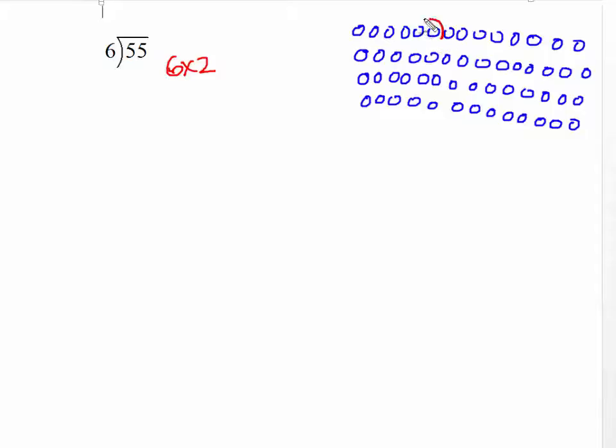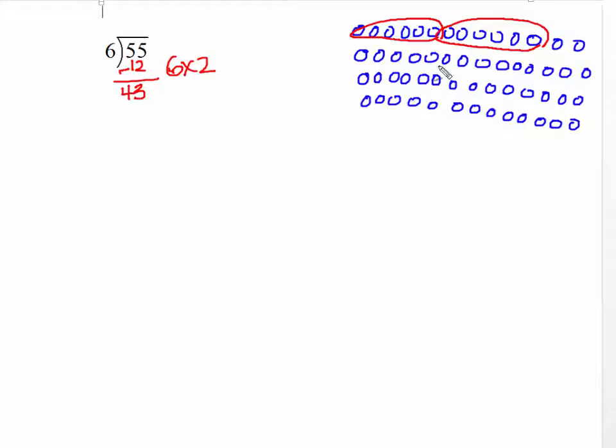So 6 times 2, or 2 groups of 6. 1, 2, 3, 4, 5, 6, so there's one group of 6. 1, 2, 3, 4, 5, 6, and there's another group of 6. So I know so far I've taken care of 12 of those circles, which leaves me with 43 left over. So then I'm going to do this again.